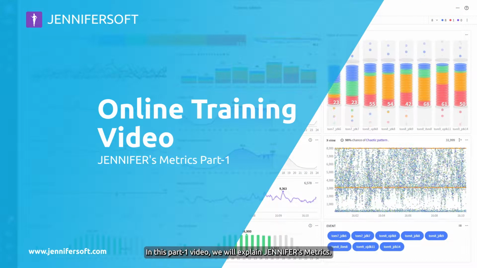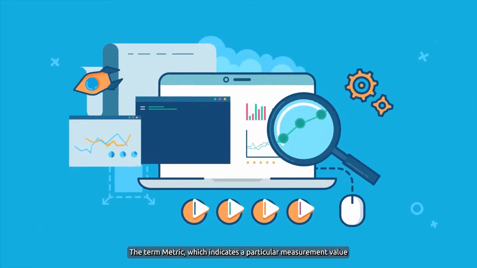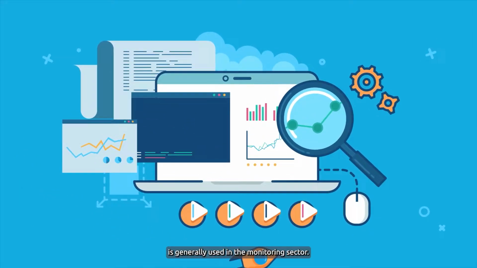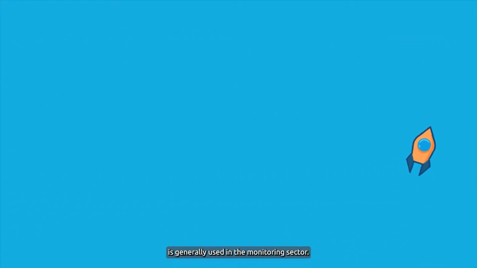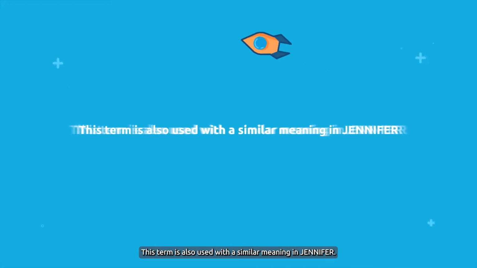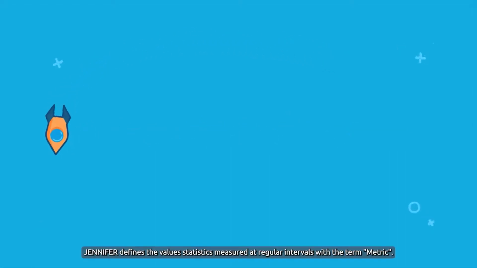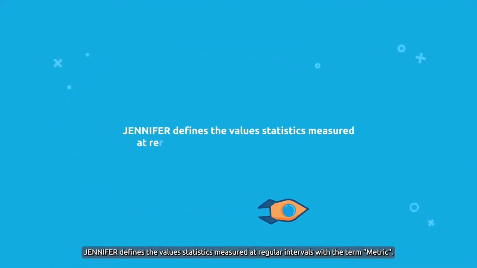In this part 1 video, we will explain Jennifer's metrics. The term metric, which indicates a particular measurement value, is generally used in the monitoring sector. This term is also used with a similar meaning in Jennifer. Jennifer defines the values statistics measured at regular intervals with the term metric.